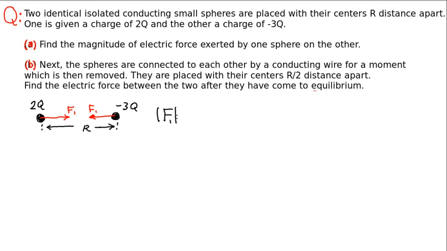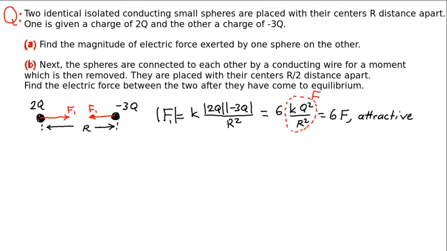Now we write the magnitude of force F1 equals k times the modulus of 2q times the modulus of negative 3q over distance r square, which equals 6 times kq square over r square. So we name this kq square over r square as general F. Therefore, it becomes 6F, an attractive force.